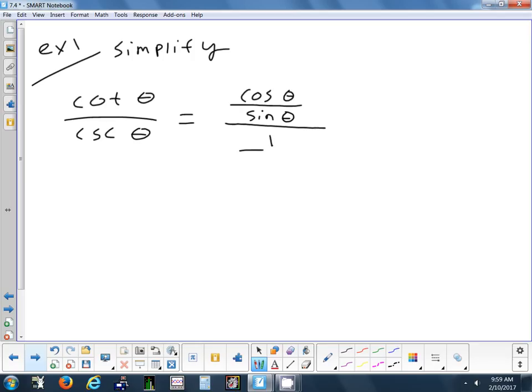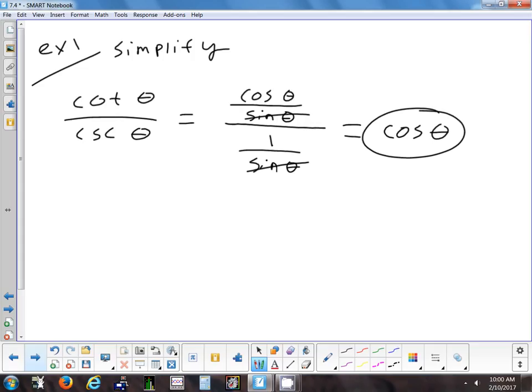Cosecant is 1 over sine, so we just substitute it in. And now we're dividing fractions that have the same denominator. So what happens to the denominator? It cancels. Some people take and multiply by the reciprocal. When you divide fractions, if you do that, that's basically what will happen. And what are you left with? Just cosine.